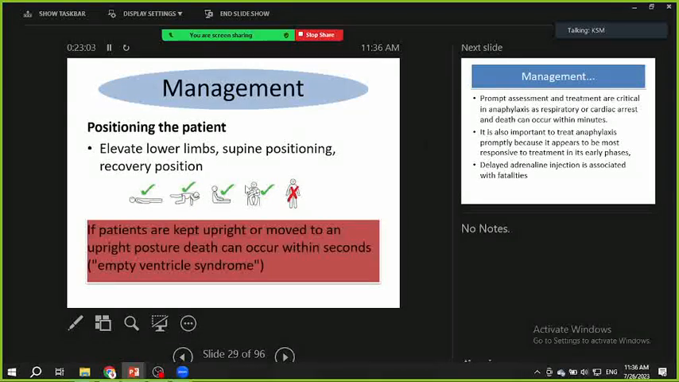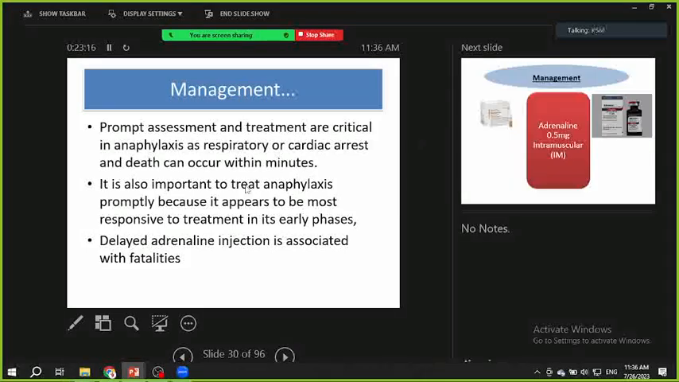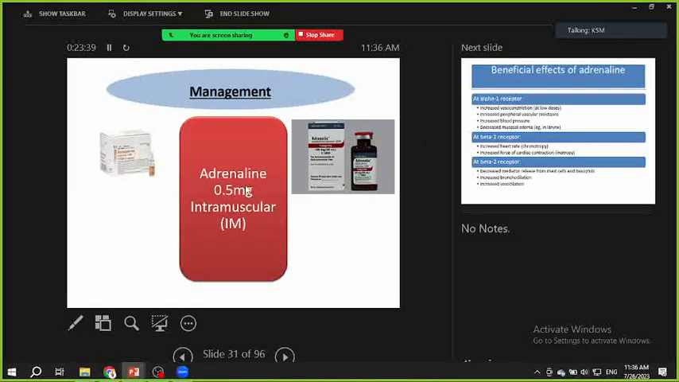One of my friends asked, Nandana, what are you going to talk about anaphylaxis? Just give adrenaline. Not just the adrenaline. Before giving adrenaline, you have to be concerned about these factors. Once the patient gets a cardiac arrest, it's very difficult to resuscitate with anaphylaxis. Alright, prompt assessment and treatment is critical in anaphylaxis because respiratory and cardiac arrest occur within minutes. And the other thing, anaphylaxis is very responsive to early treatment. It's very responsive, and delayed adrenaline injection is associated with fatalities, all the fatalities.